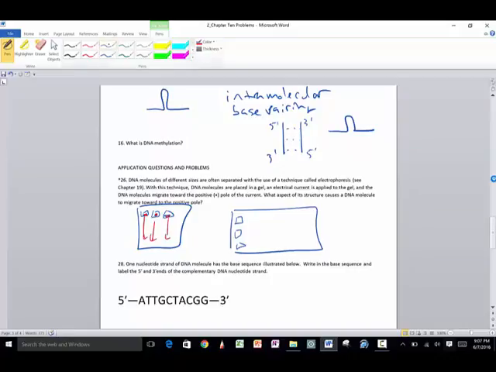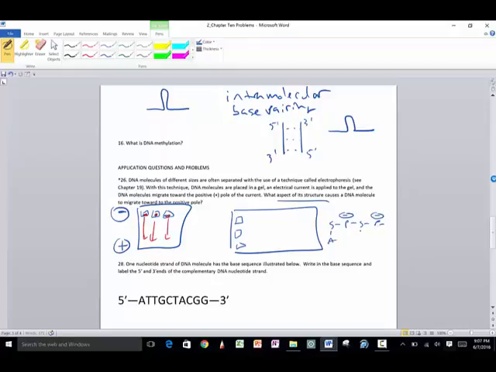Well, it'll run in that direction if we have a negative pole here and a positive pole here. And DNA runs away from the negative and towards positive. Why is that? Because those phosphates are negative. Those negative charges on the phosphates.